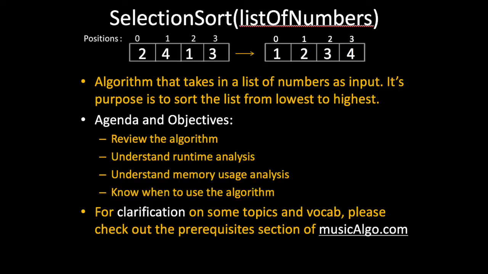Selection sort is an algorithm, if you don't know, that takes in a list of numbers as input. Its purpose is to sort the list from lowest to highest such that the lowest values are on the left and the highest values on the right in non-decreasing order.